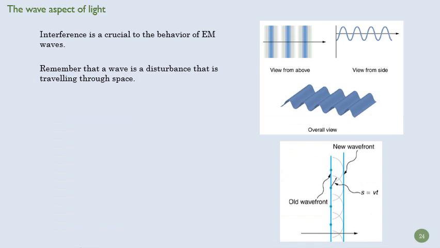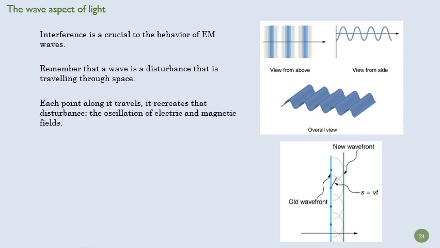So when we talk about the behavior of electromagnetic waves, and really any kind of waves, it's important to recognize how interference and phase work here. So remember that a wave is a disturbance traveling through space. At each point it travels, an EM wave creates a disturbance, that is, that oscillation of the electric and magnetic fields. Okay.